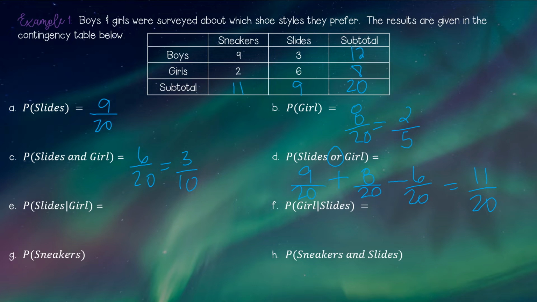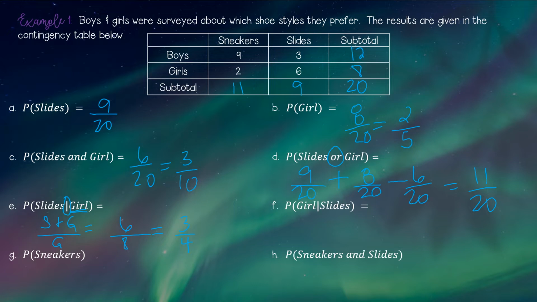For E, it's the probability of slides given that it is a girl. So we're looking for, and this is what that formula on that last slide was, slides and girl over girls. Okay, so how many people were girls that prefer slides? That would be 6, and then how many total girls are there? 8, so 6 out of 8 or 3/4. What's nice about this is, think of this as your division symbol, so girl should be in the bottom.